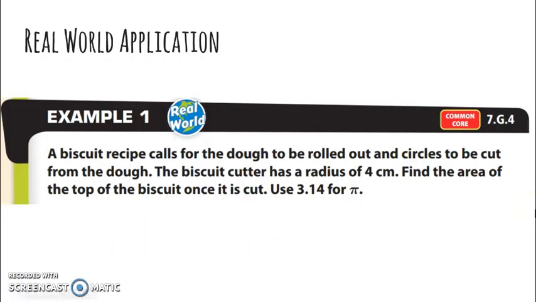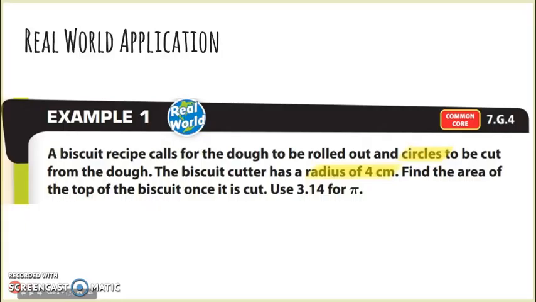So what I would like to do with you now is run over this area formula with somewhat of a real-world application problem. This is taken right from our textbook, so feel free to look there for the work as well. So we have a biscuit recipe. It calls for enough dough to be rolled out and circles to be cut out. That's important. We need to know that there's circles. And there's a biscuit cutter, which has a radius of 4 centimeters. They want us to find the area and use 3.14 for the number pi.